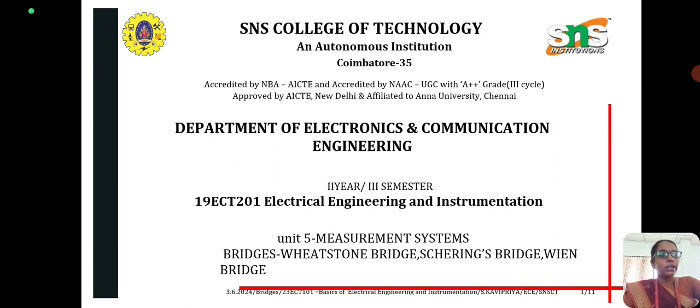So we're going to discuss the topic bridges. Bridges are of two types, AC and DC. Under DC we have the Wheatstone bridge. So in today's session we're going to discuss bridges, types of bridges, and the Wheatstone bridge, which is a type of DC bridge.